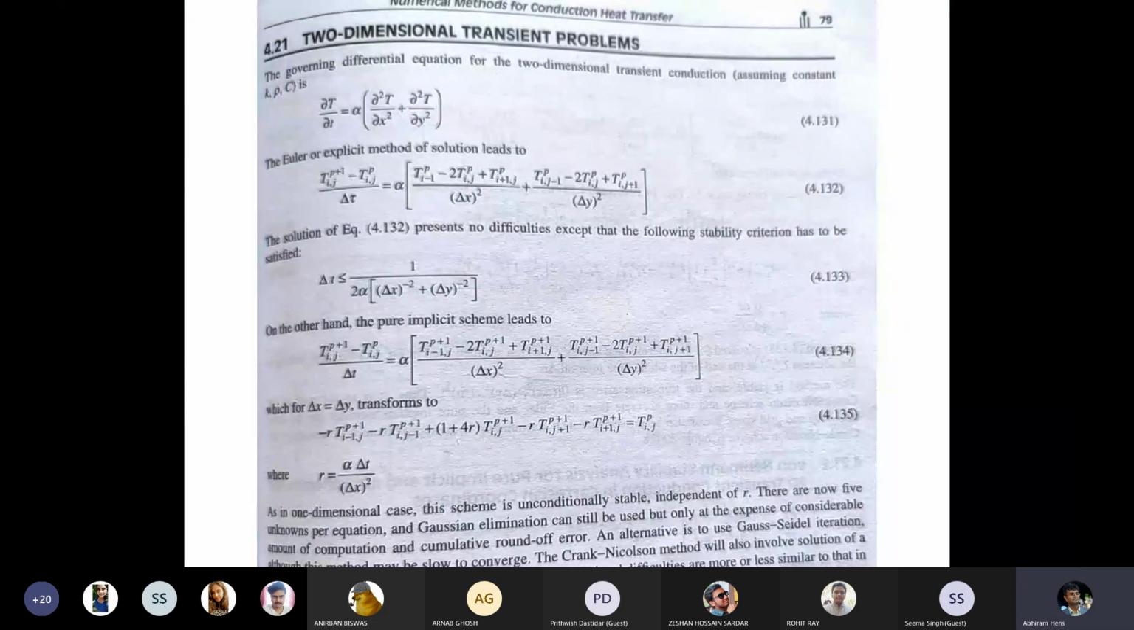Now I will show you, we have just seen a one-dimensional unsteady or transient state heat transfer equation. Okay, so if it is 2D instead of 1D, if you have the y direction also, the governing equation will be like this. And if you discretize it in Euler's explicit method, then this will be the form, and from the stability criteria you have a restriction like this.